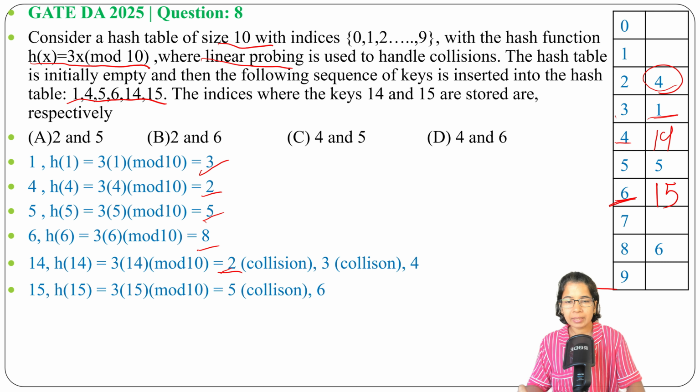And the question is asking where we can store 14 and 15. 14 can be inserted at index 4 and 15 can be inserted at index 6. So the answer will be 4 and 6. It's present at option D. That's why the answer will be option D.